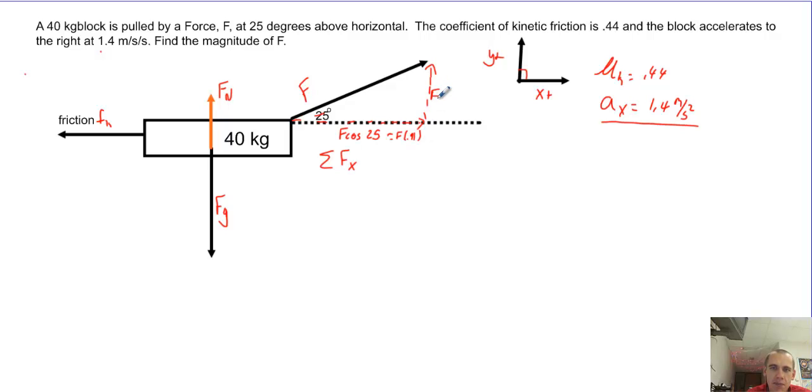This is F times the sine of 25, because this is the opposite side. I guess I don't really have to do this, but I'm going to start it. So sine 25 is 0.42, so this equals F times 0.42. Alright, back to what I was doing.